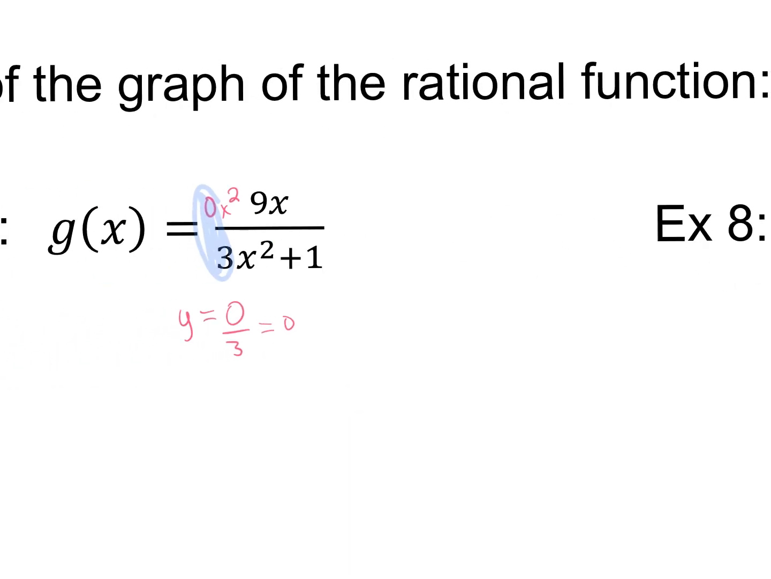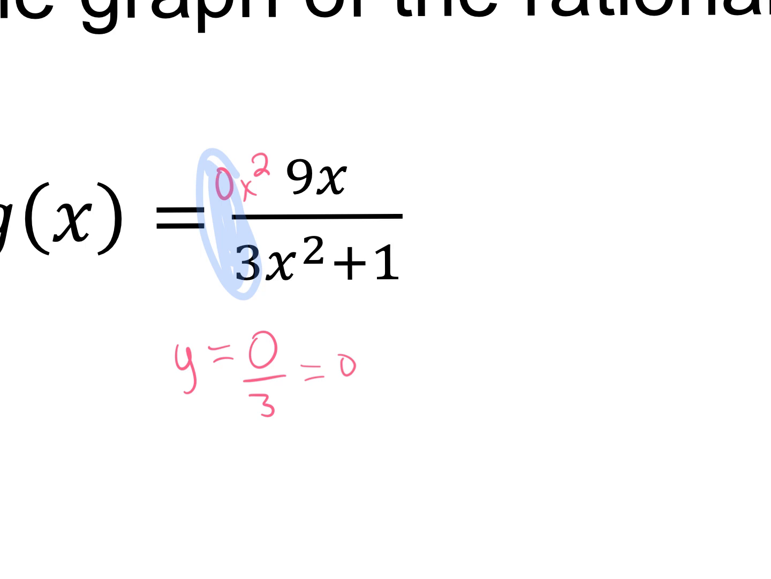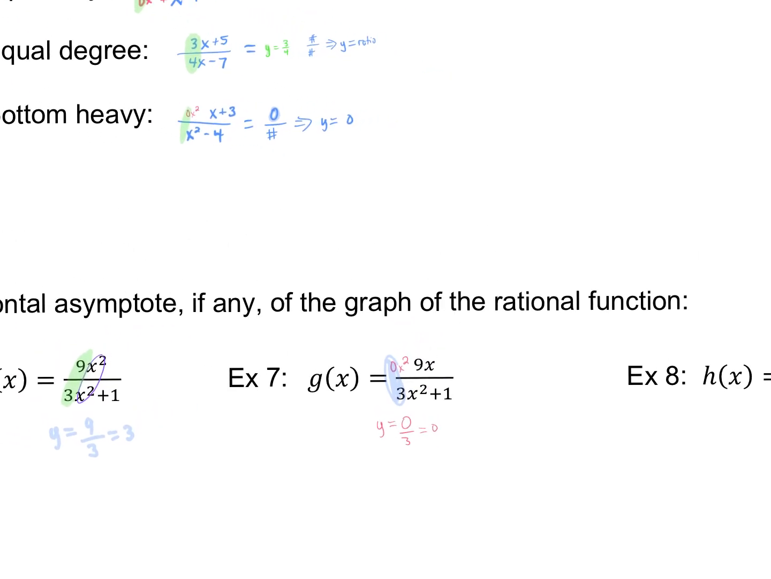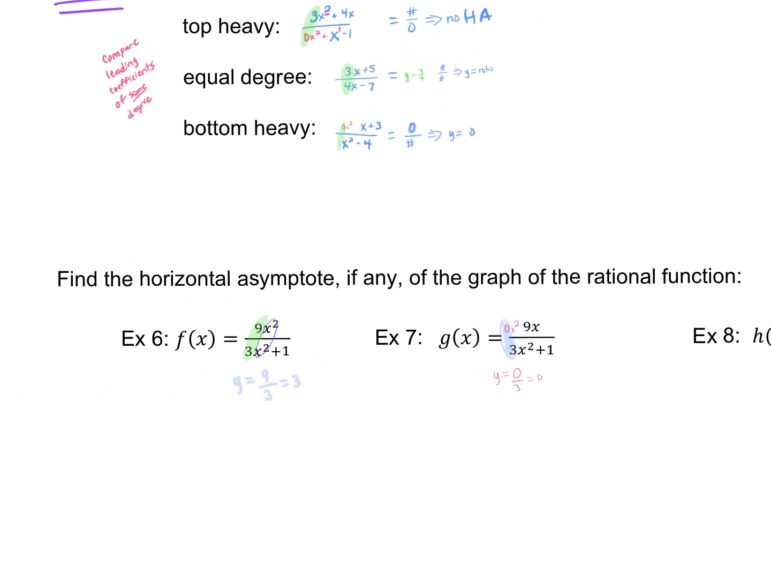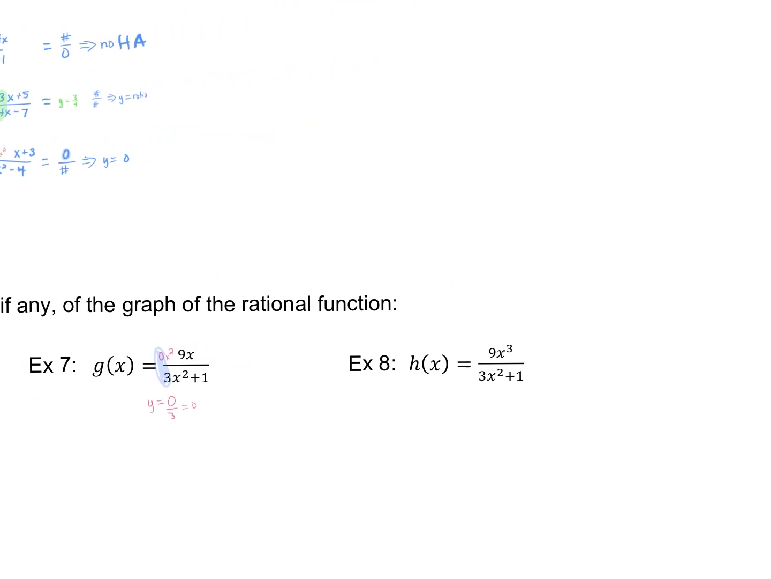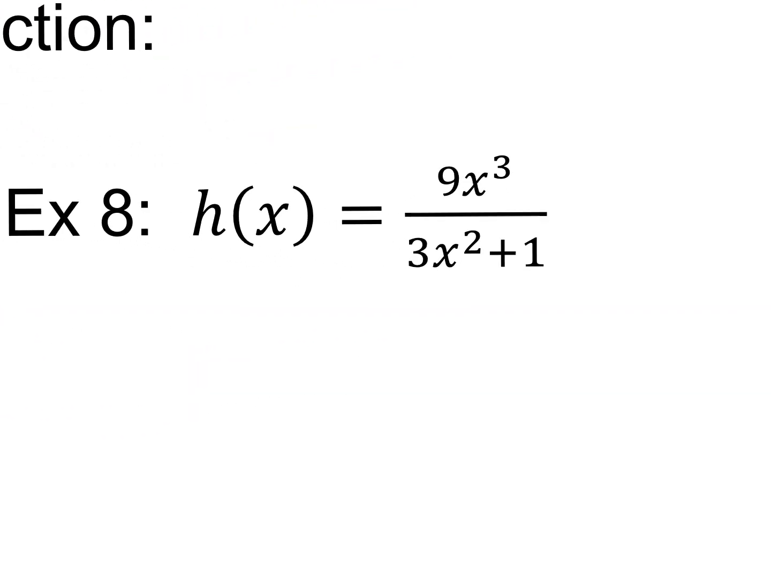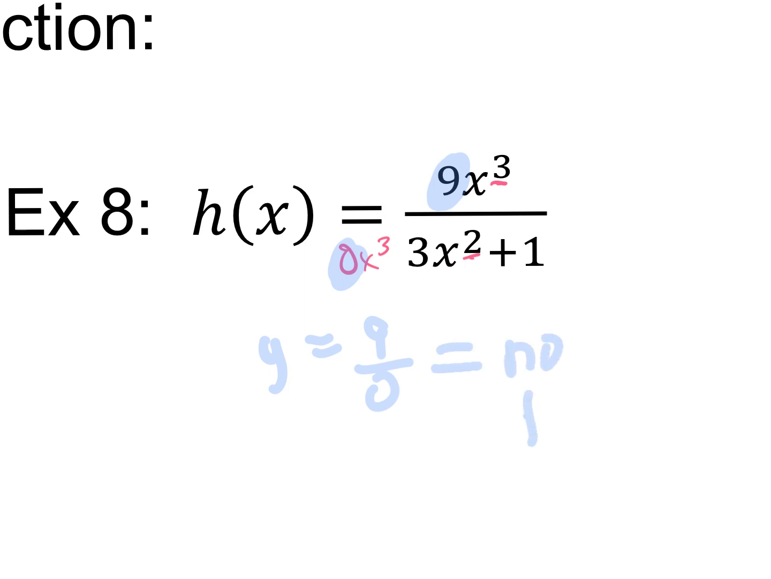And then lastly, let's go back. Think about this in terms of what, if you're going to memorize this. This was bottom heavy, so it's going to be y equals 0. This had the same degree, equal degree, so it's going to be y equals that ratio. On this last one, if you notice, degree is higher here than it is here. So if we add this placeholder of 0x cubed, and we compare the ratio of this leading coefficient over this leading coefficient, if we're looking at 9 over 0, we know that's undefined. So that's telling us there is no horizontal asymptote.